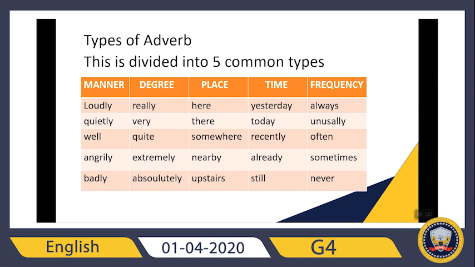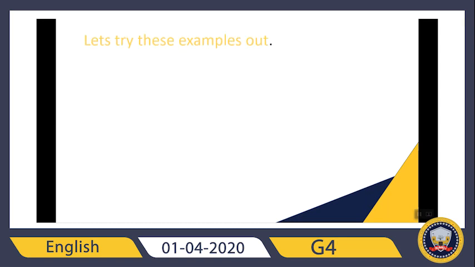So let's take it step by step. Let's go into the adverb of manner. Let's check some examples and let's learn together. Let's try these examples out. The children sat there quietly.